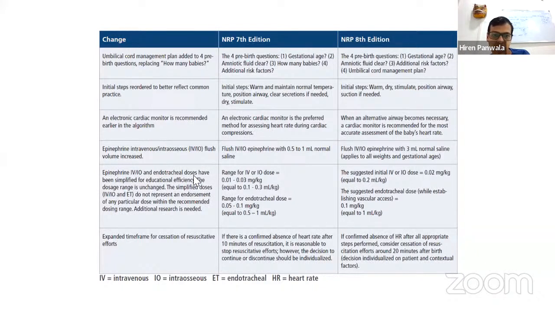Epinephrine IV or endotracheal have been simplified for efficiency. The dose range is unchanged. The simplified dose is within the recommended dosing range and additional research is needed. But then more or less, it remains the same instead of a range. Now they're giving a number. It was 0.01 to 0.03. Now it is 0.02 and 0.2 ml per kilo. So nothing much has changed here.